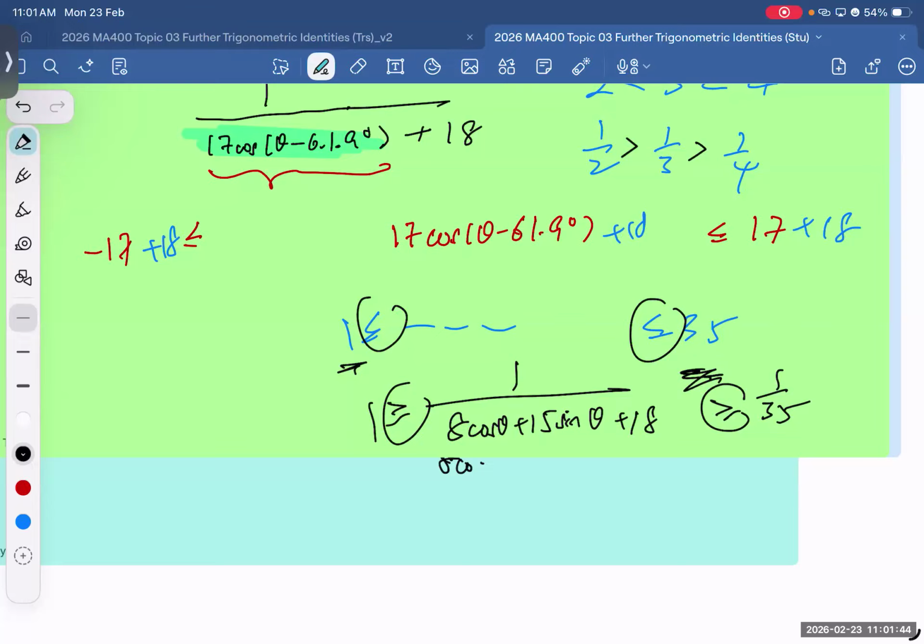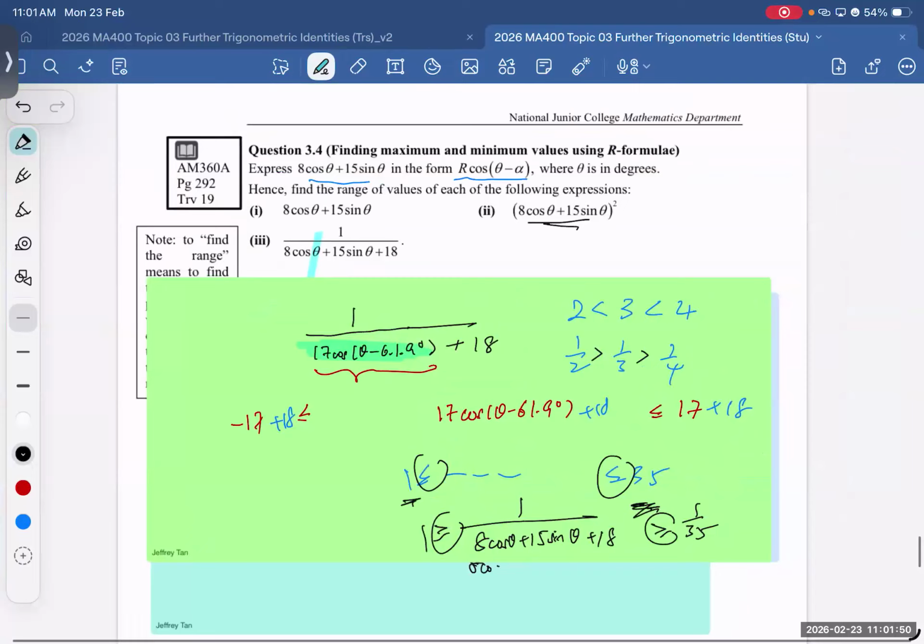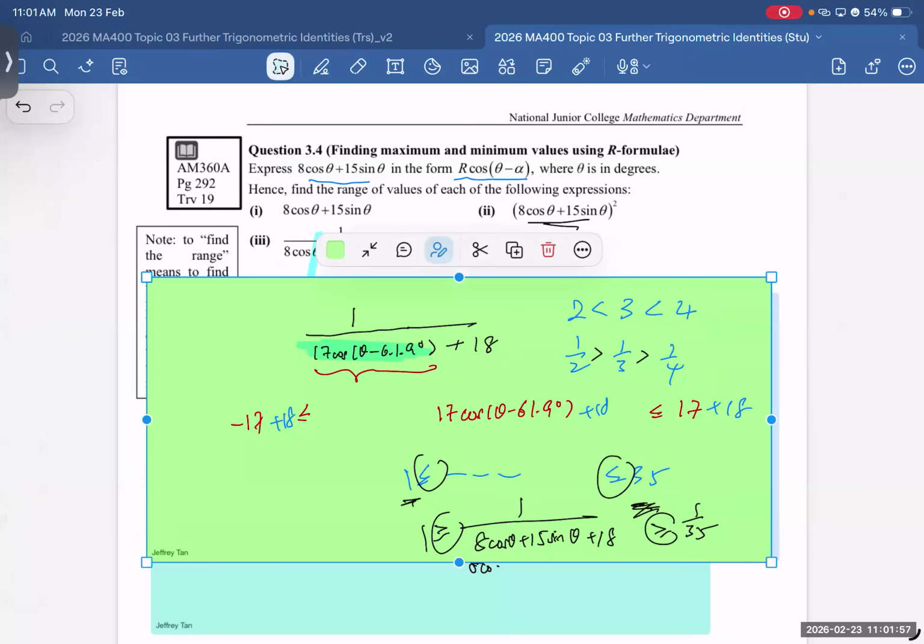Clear so far? Okay, so I will stop at 3.4. Tomorrow, we will continue with 3.5. Just come at whatever point you're at tomorrow. Yeah, we will aim to finish tomorrow. Okay, thank you, class.